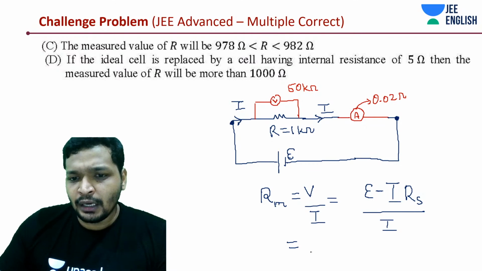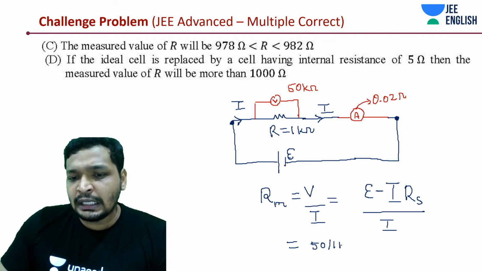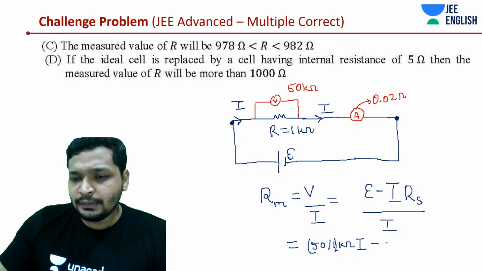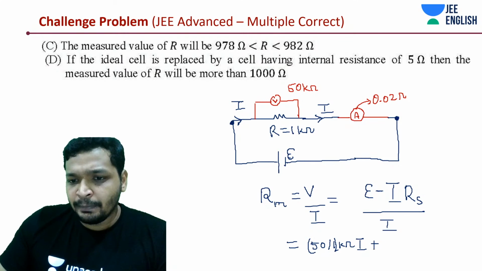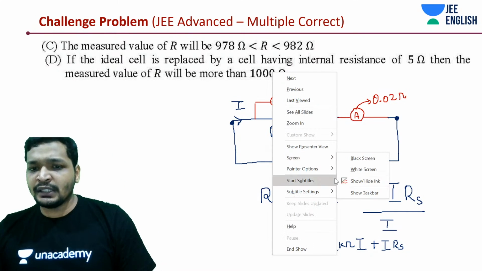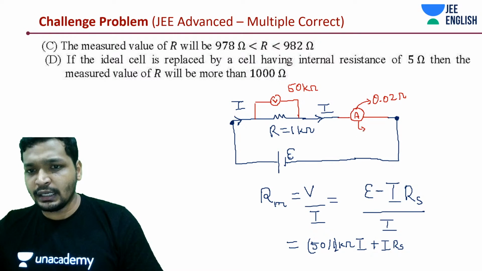Okay, 50 kilo ohm and 1 kilo ohm in parallel into I. Sorry, 100, I'm saying, 50 and 1 kilo ohm in parallel into I, plus I into RS. There would also be this RS, basically calling this RS. I believe this is visible, guys. This is RS.